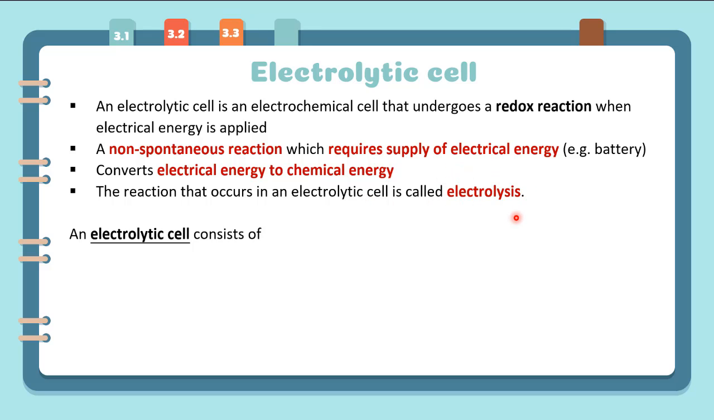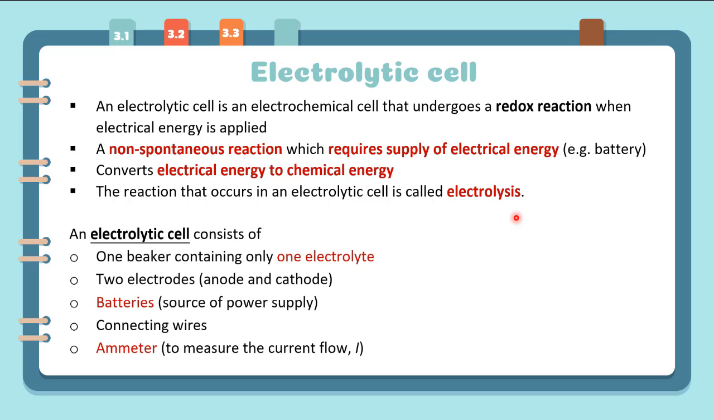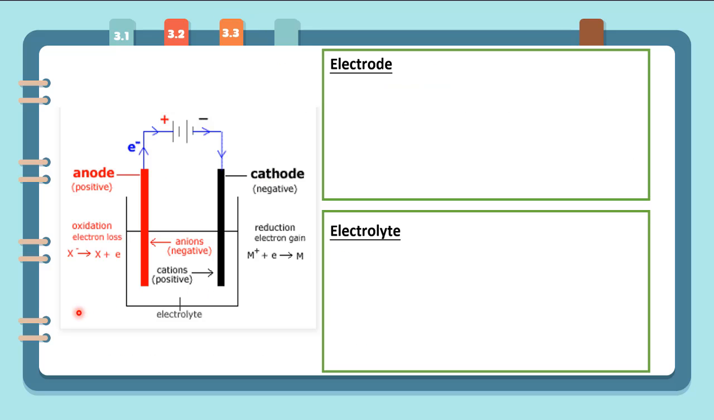In this electrolytic cell, it consists of only one beaker containing one electrolyte. We still have two electrodes, the anode, where oxidation occurs, and the cathode, where reduction occurs. An important thing is the battery, the source of power supply. You have your connecting wires and ammeter to measure the current flow. So the setup of an electrolytic cell looks like this.